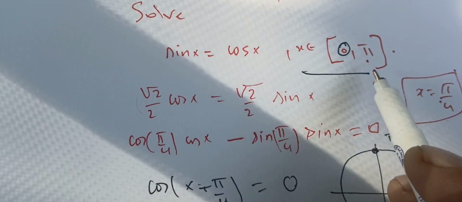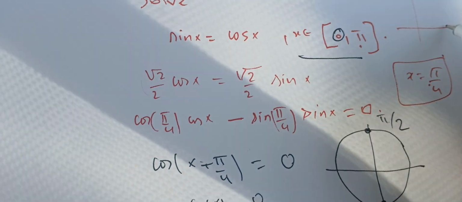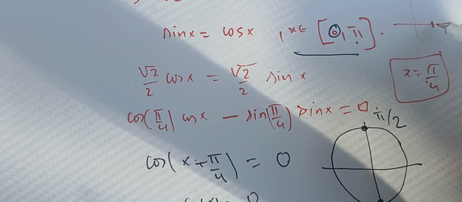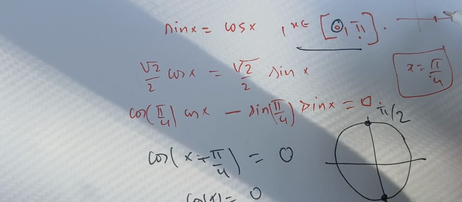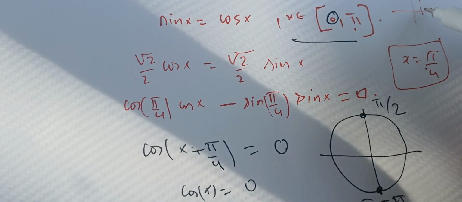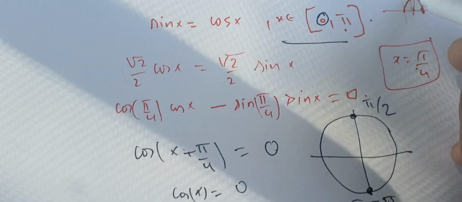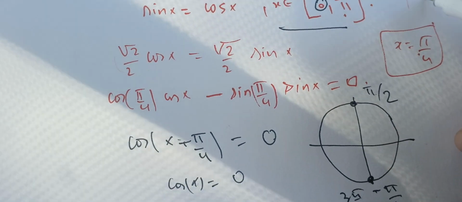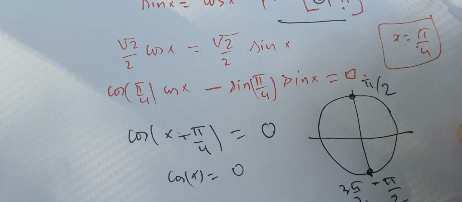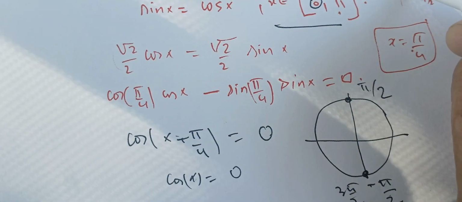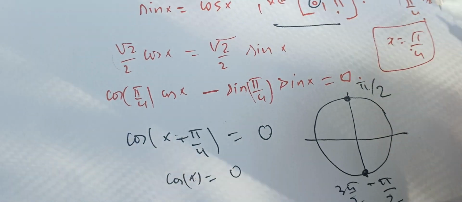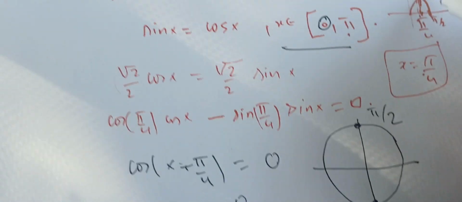You can graph the two. If you graph the two, this is pi over 2, this is pi over 4, you will see that they intersect at this point between 0 and pi over 2. So they intersect at this point, pi over 4. This is the only one in this interval, 0 to pi.